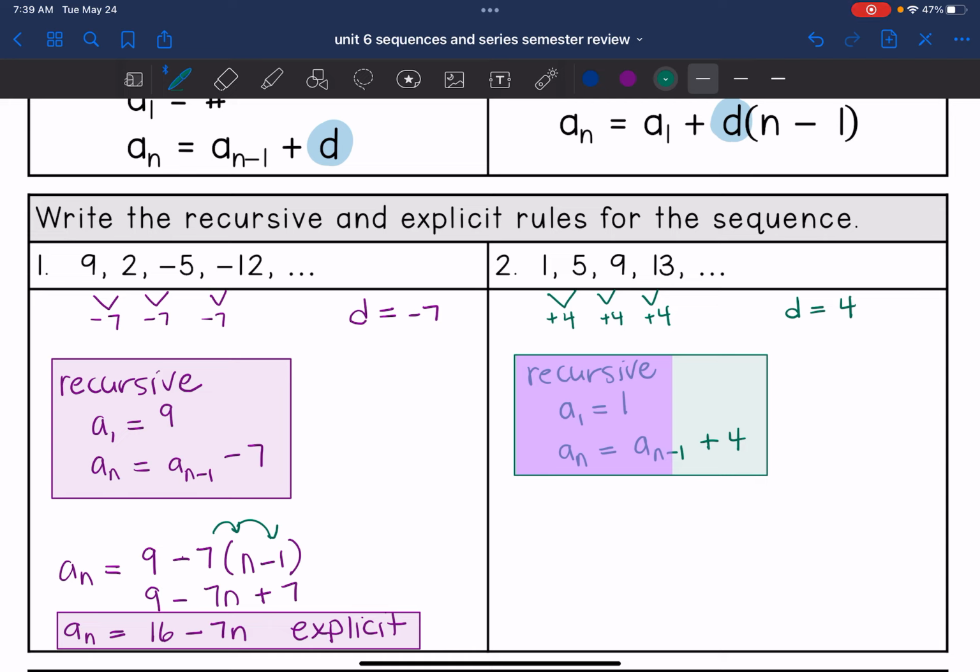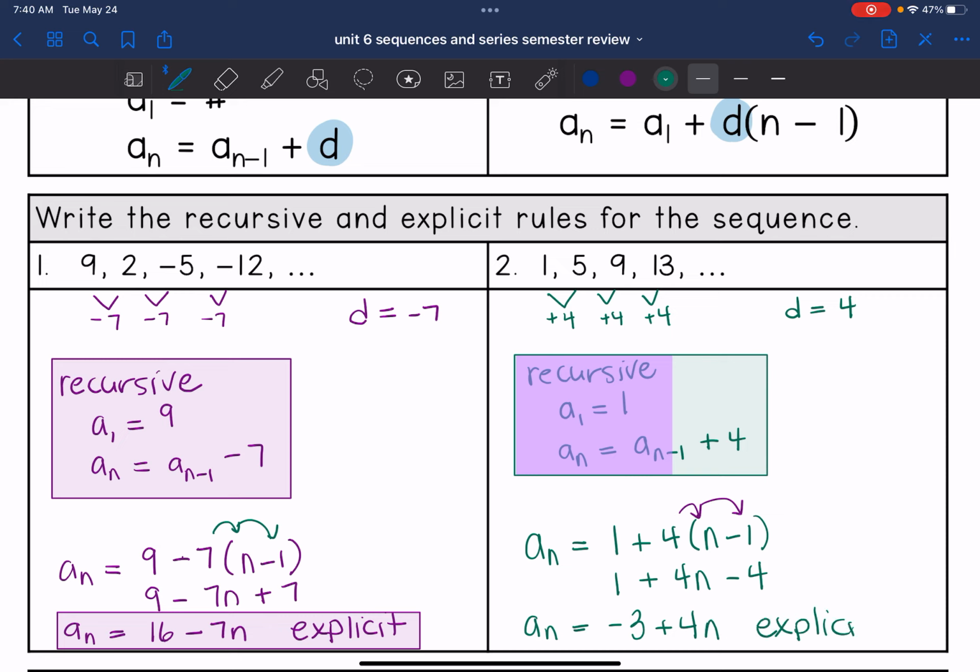But for our explicit, A sub n equals 1 plus 4, parentheses, n minus 1. So we're going to distribute that 4. That becomes 1 plus 4n minus 4, then combine our like terms. So 1 minus 4 is -3 plus 4n, and that is our explicit rule.